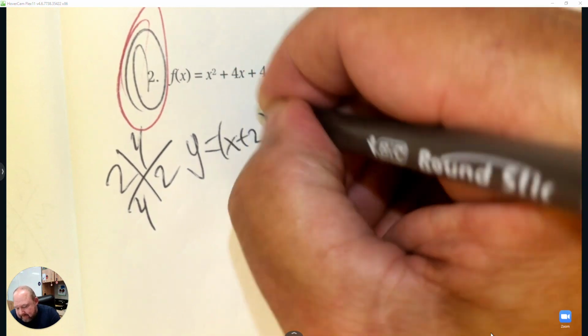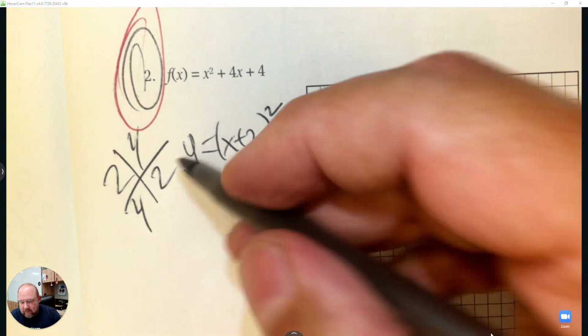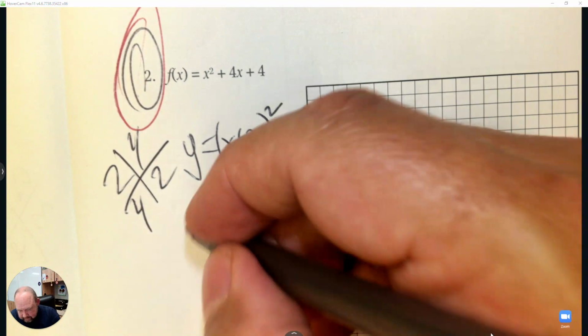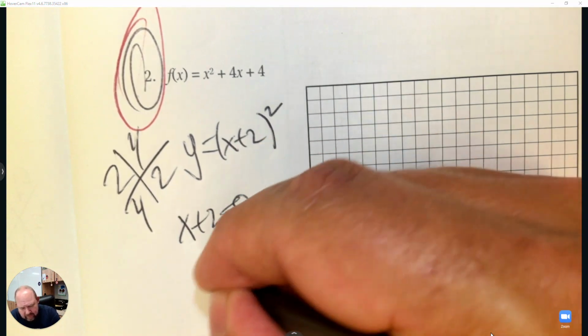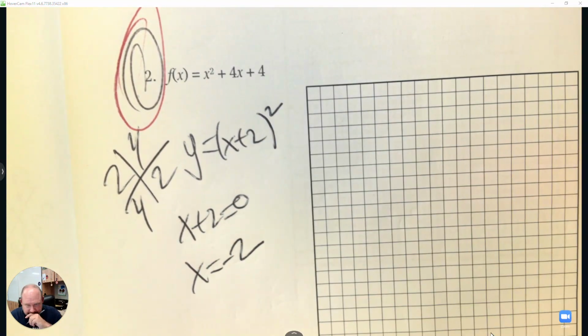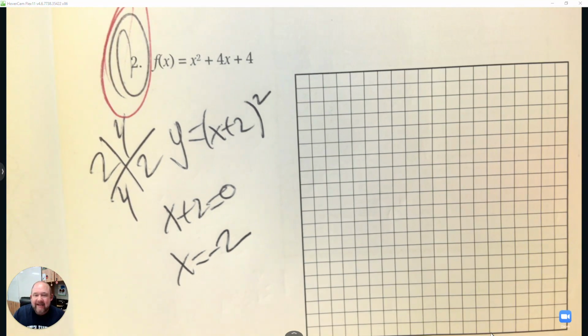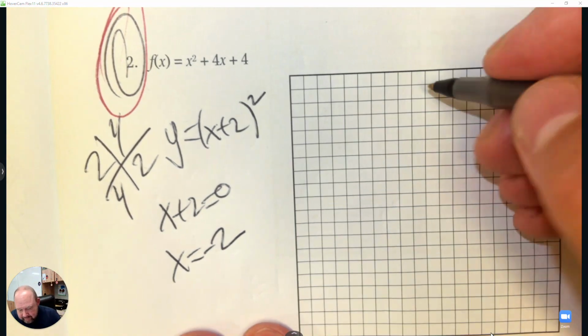When they repeat, we don't write it twice. We can just write down the one and square it. There's only one factor, x plus 2. Subtract 2, and you get negative 2.